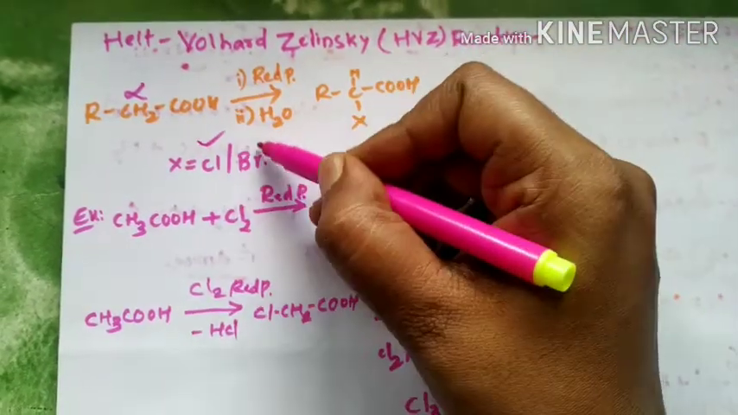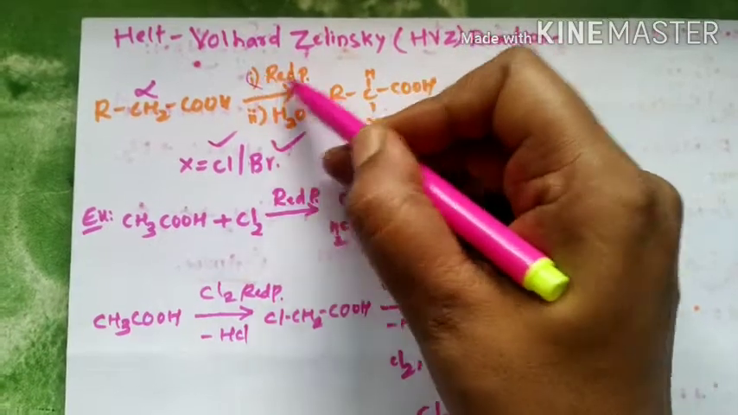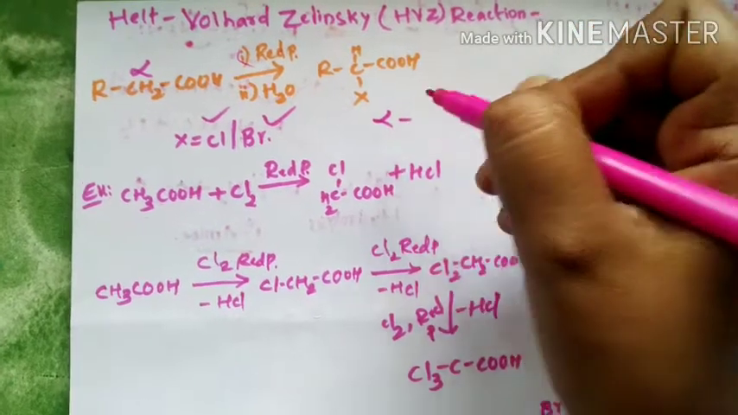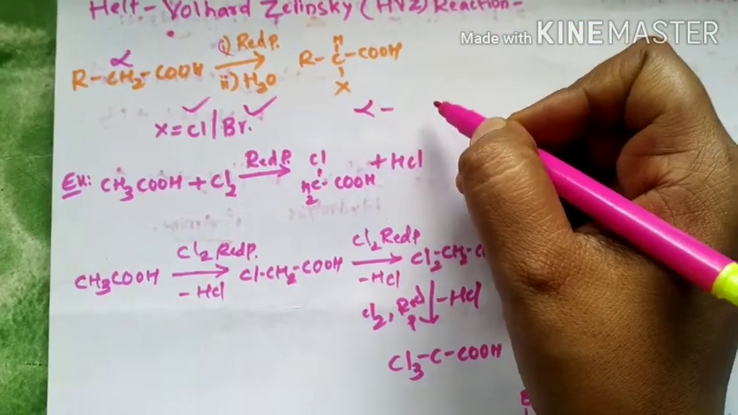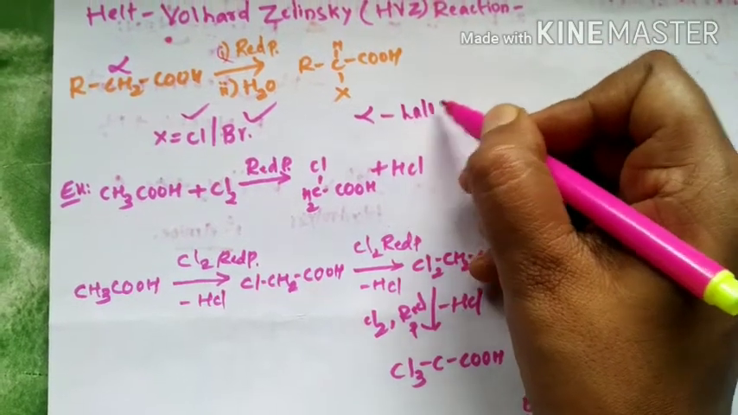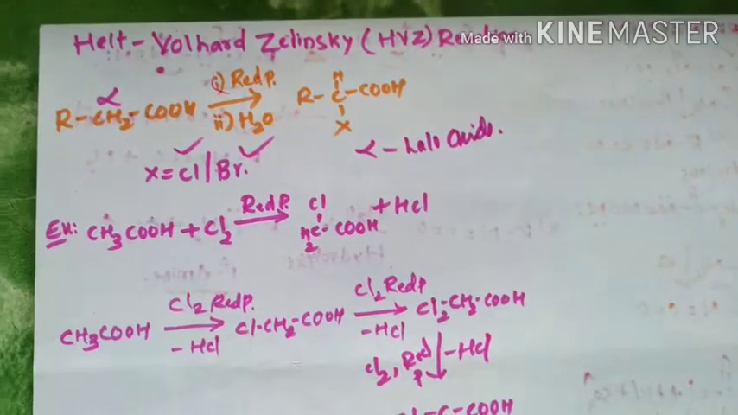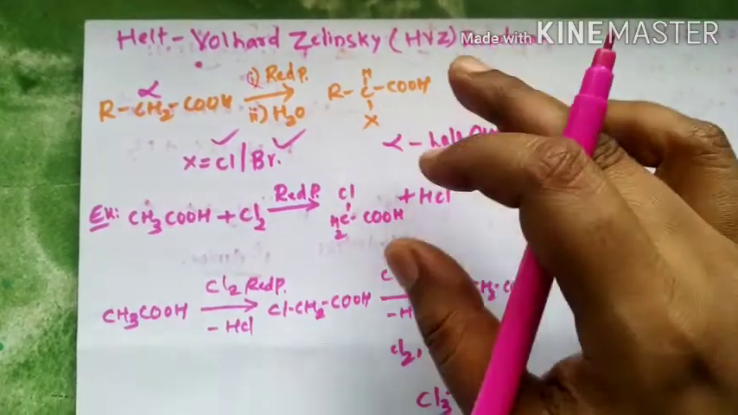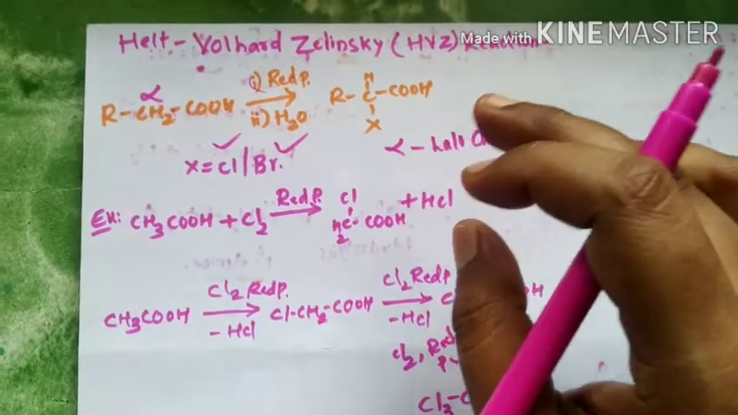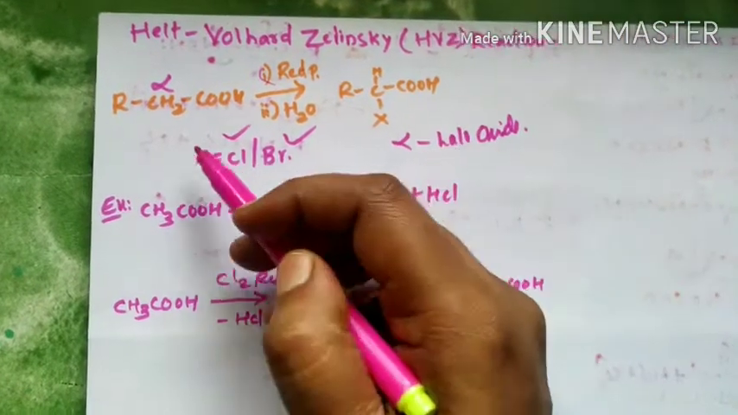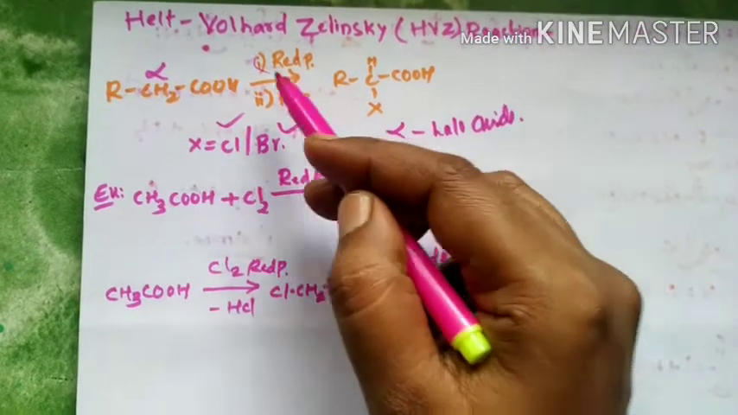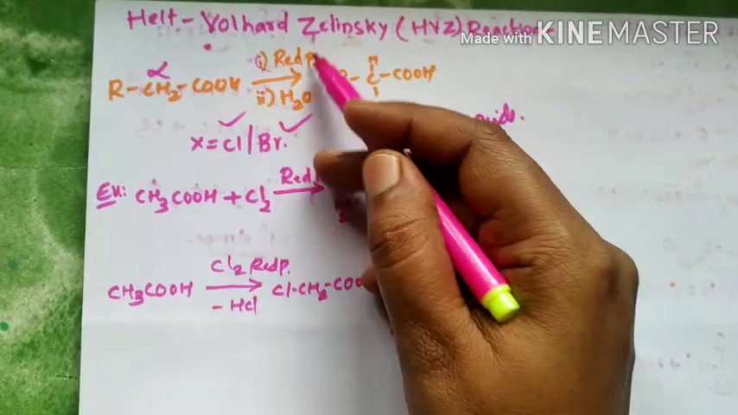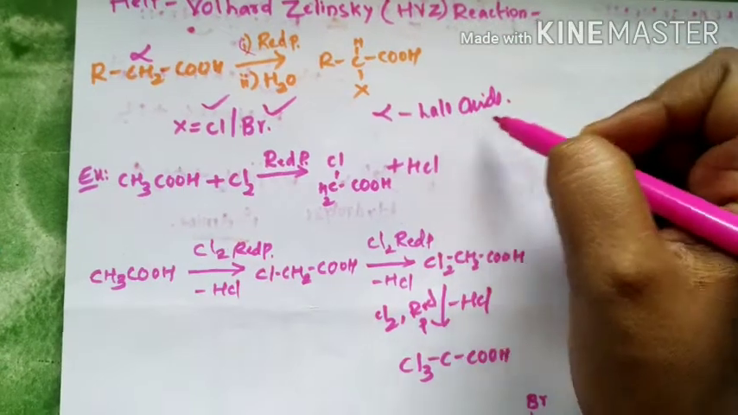It may be chlorine or bromine, and in the presence of red phosphorus it gives the alpha chloro or alpha bromo acid, or we can say alpha halo acids, and this reaction is known as the Hell-Volhard-Zelinsky or HVZ reaction. That is, when an alpha carboxylic acid is treated with chlorine or bromine or any halogen in the presence of red phosphorus, it forms alpha halo acids.